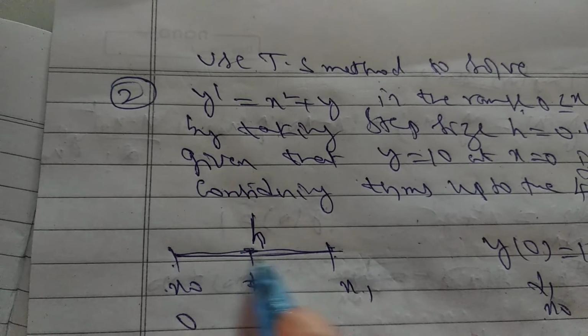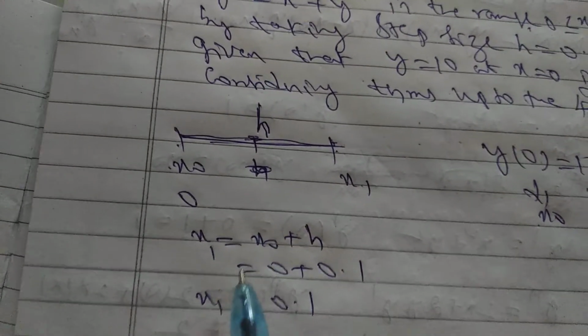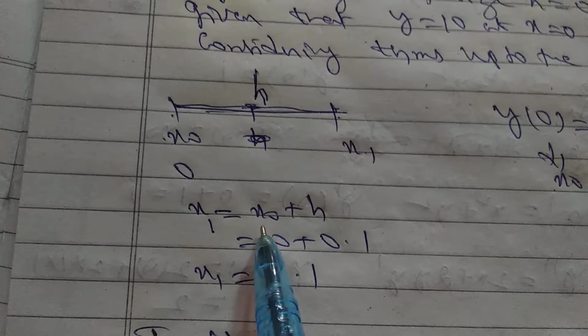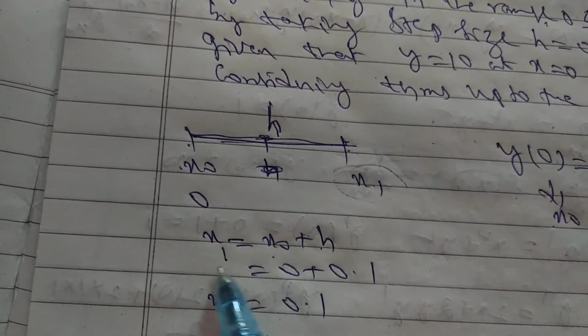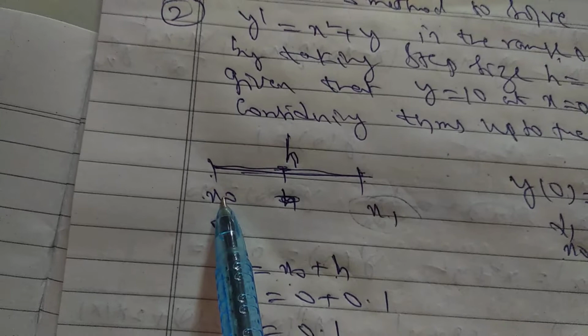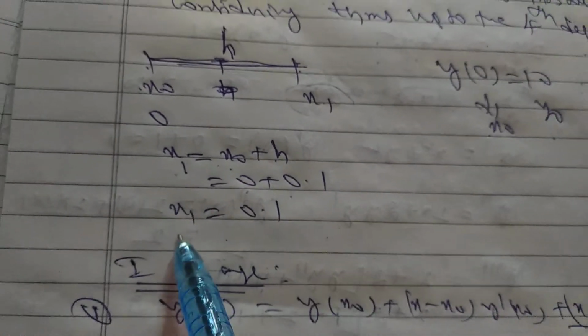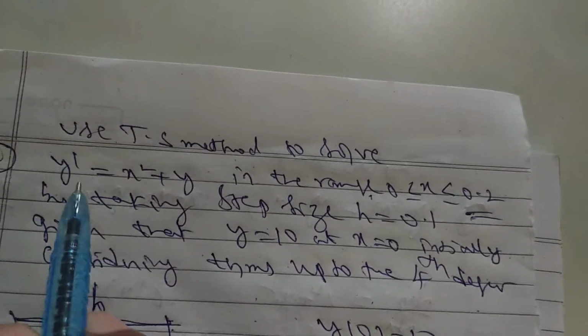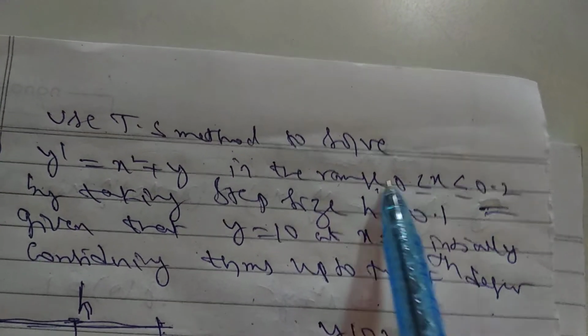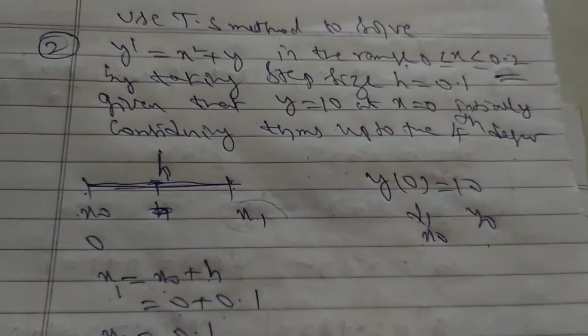Here the step size is h. So here one formula is there, x1 can be written as x naught plus h. So what is the value of x naught? X naught is equal to 0 and h is already given in the step size, 0.1. So that means you will get x1 is equal to 0.1. But in this problem, the range 0 to 0.2 is given. So first you have to find out the answer at x is equal to 0.1. So that's why you have to do this problem in two stages.